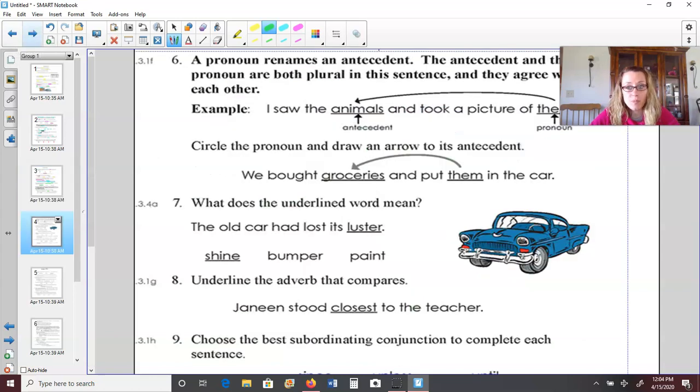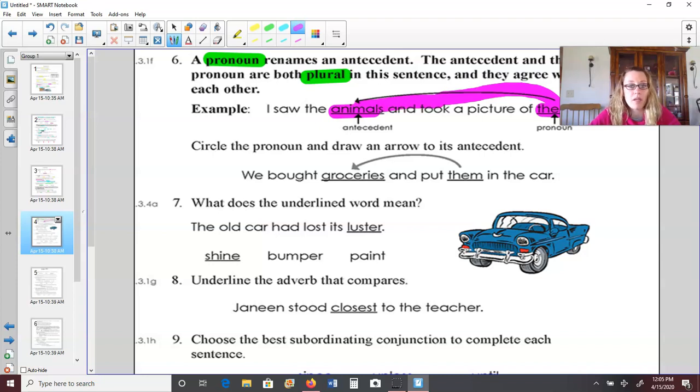All right, over to number 6 on the next page. A pronoun renames the antecedent. It takes the place of the noun we're talking about. The antecedent and the pronoun are both plural in this sentence, meaning they're both naming more than one, and they have to agree with each other. So if we look at the example, I saw the animals and took a picture of them. Them is talking about the animals that we took a picture of. So them is a plural pronoun replacing animals.